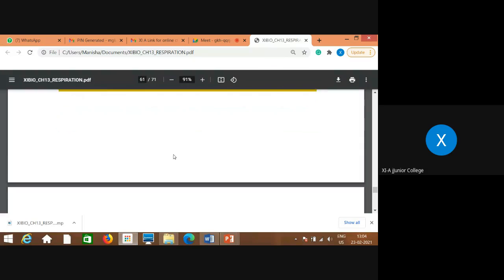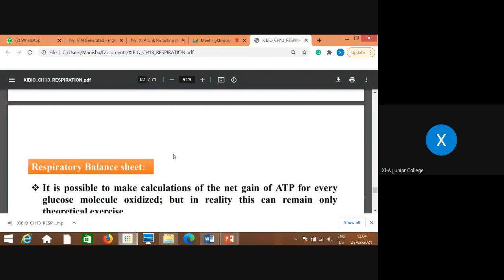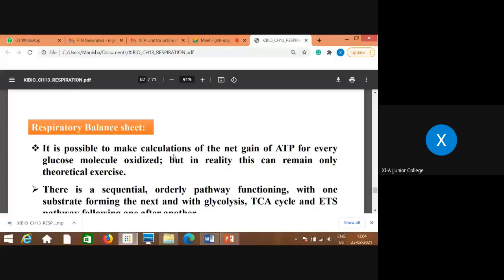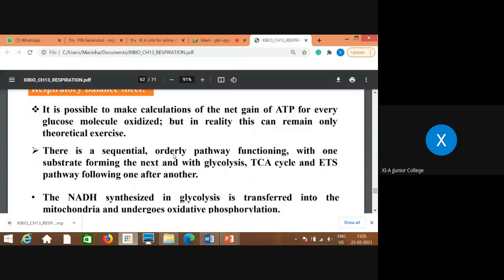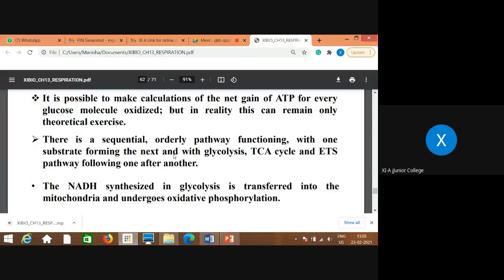We will first discuss this balance sheet, the respiratory balance sheet. Now during all these steps, how this ATP is synthesized, that we are going to discuss. So it is possible to make calculations of the net gain of ATP for every glucose molecule oxidized, but in reality this can remain only a theoretical exercise. So only theoretically we have to remember, okay, because every time it doesn't take place one and the same. It depends on the substrate which is used.